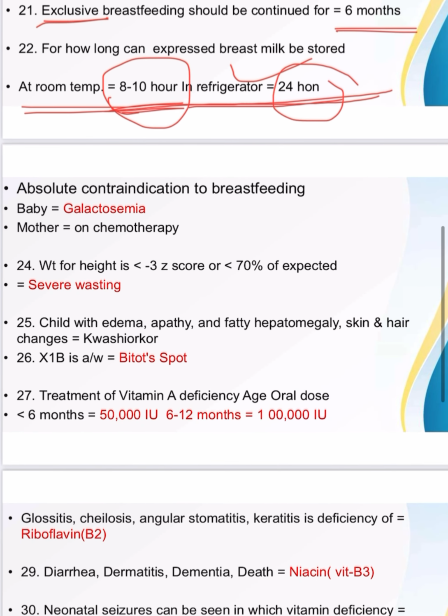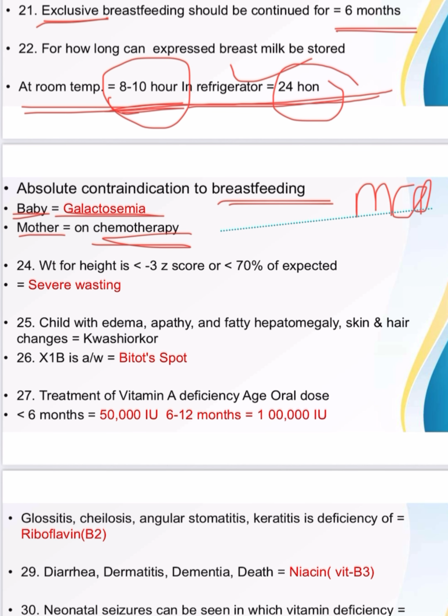These are main points about breastfeeding. Absolute contraindication to breastfeeding is a very important question and asked many times. If asked about the baby, the absolute contraindication of breastfeeding is galactosemia. In the mother, it is chemotherapy. Mother on chemotherapy is an absolute contraindication, and for the baby it is galactosemia.